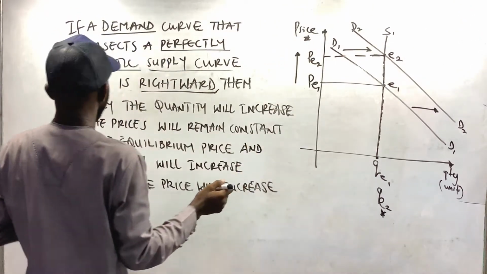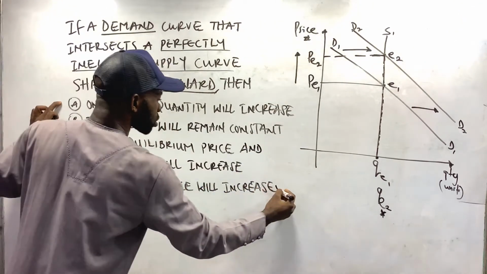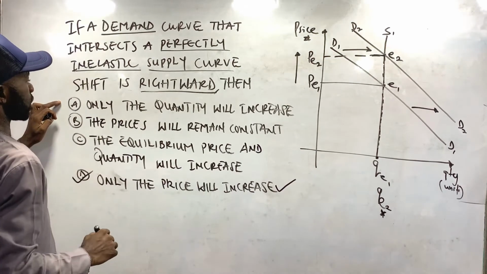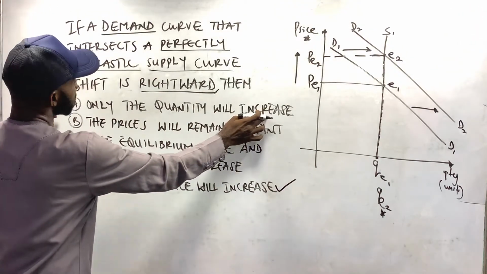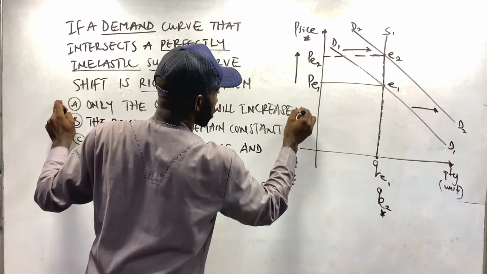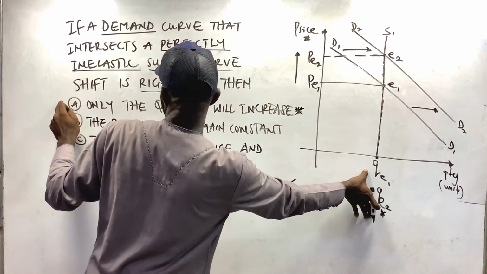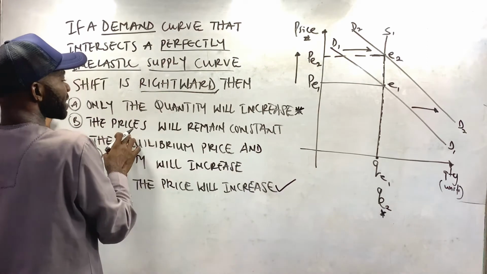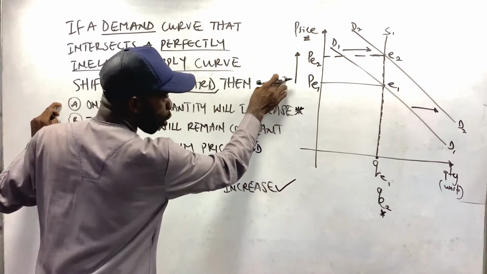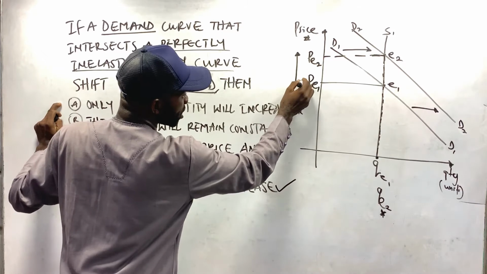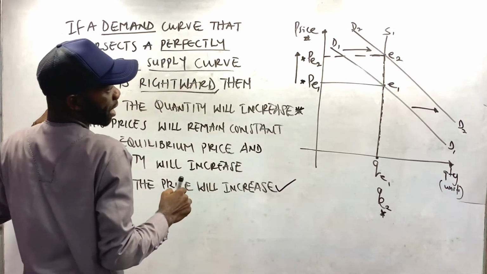This is it. Option A is not going to be correct because only the quantity will increase. No, that's not what is happening here. So this is wrong. Quantity did not even change. This is constant. The prices will remain constant. No, the prices didn't change. They moved from here to here.